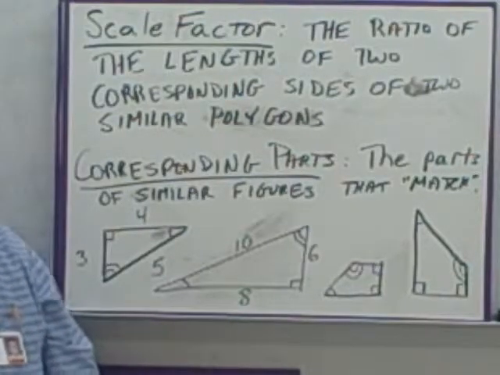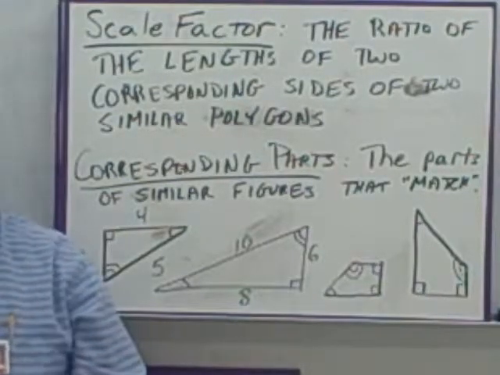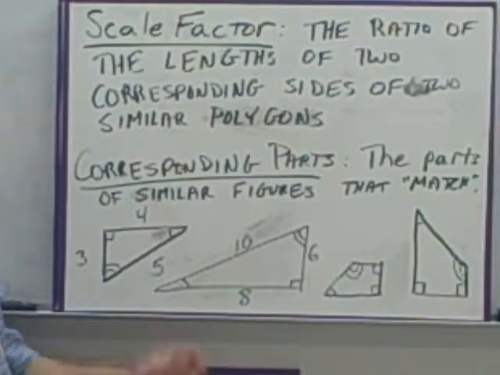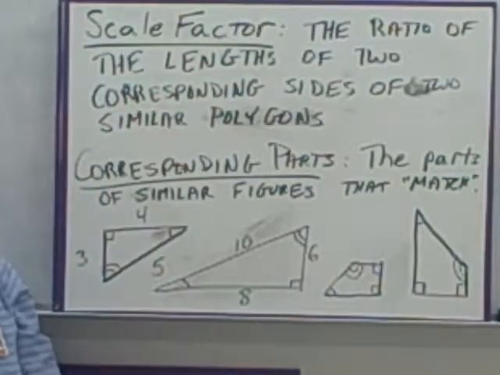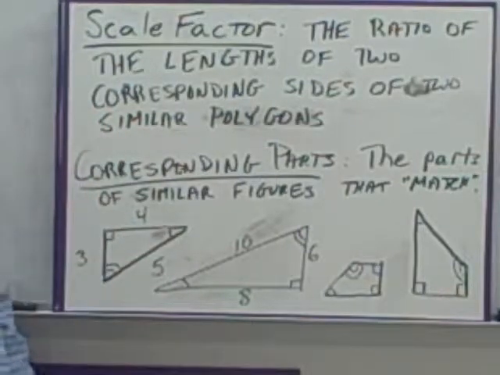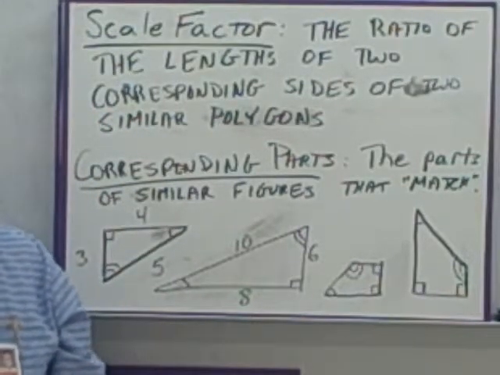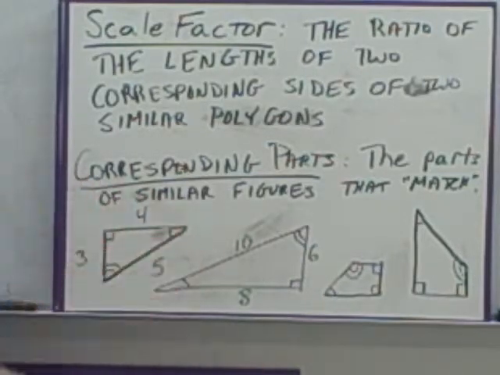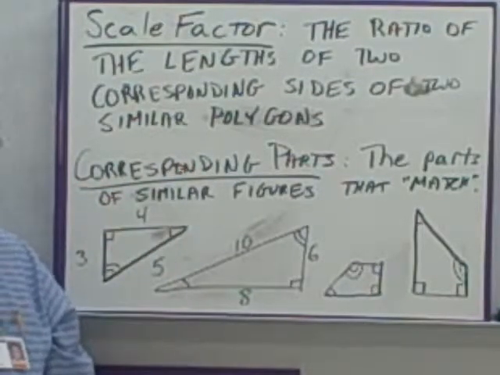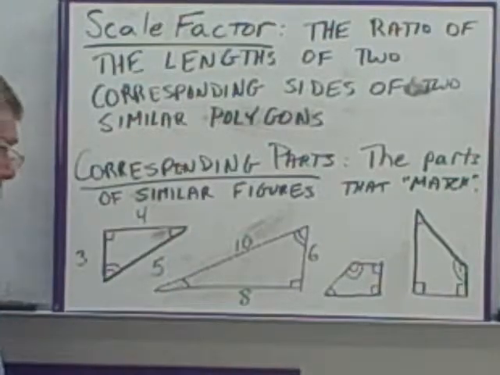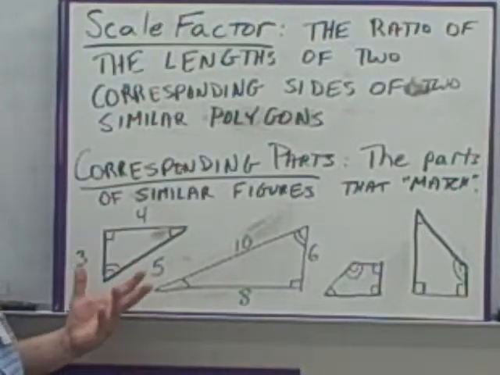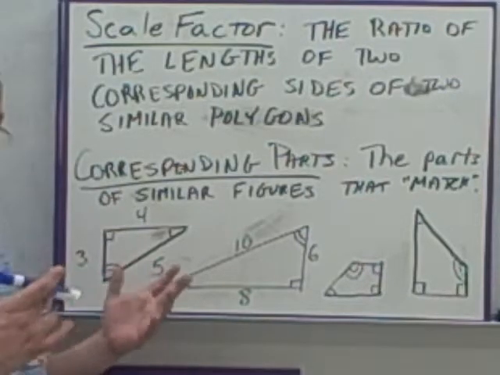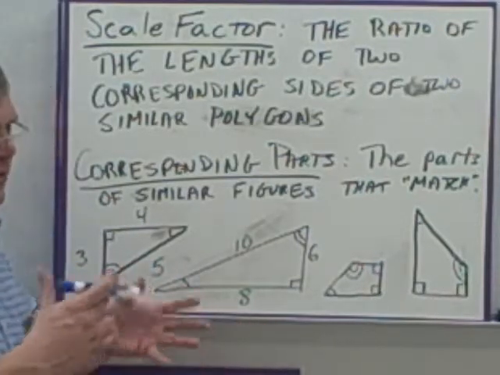Now, in the textbook, they talk about scale factor, and it's important to understand the definition of a scale factor. The scale factor is the ratio of the lengths of two corresponding sides of two similar polygons. That stuff I had on the bottom, the AB over XY, that was the proportion. That's the scale factor. Corresponding parts are the parts of similar figures that, quote unquote, match.